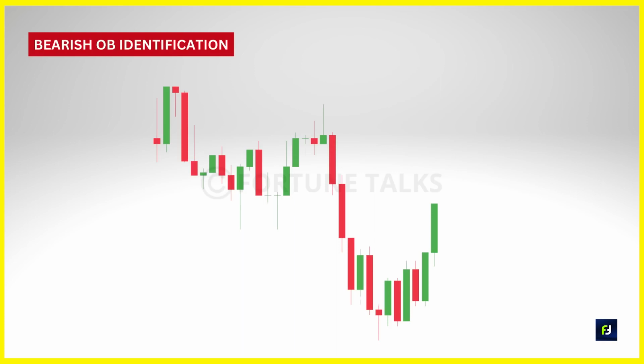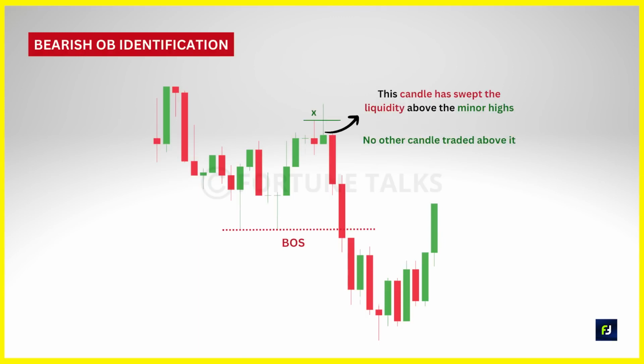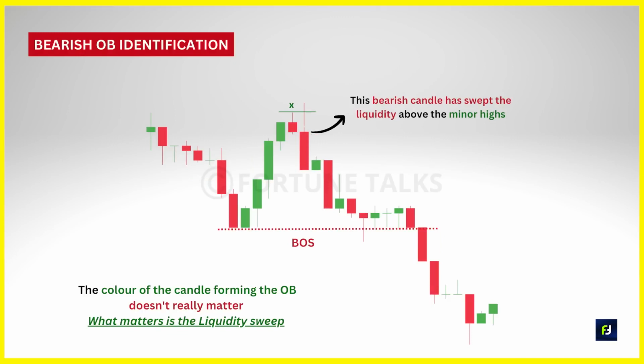The logic remains the same while marking a bearish order block in a bearish market structure after a valid breakout structure. I won't go deep into all the details here. As always, the first step is to ensure that there is a valid bearish breakout structure. Then you have to look for the last buying candle before the sell. Make sure that this candle has taken out the previous minor high. If it is not the case, you can shift towards the right to find that candle which has swept the previous minor high level. So the color of the candle doesn't really matter when marking the order blocks. What matters is this liquidity sweep.